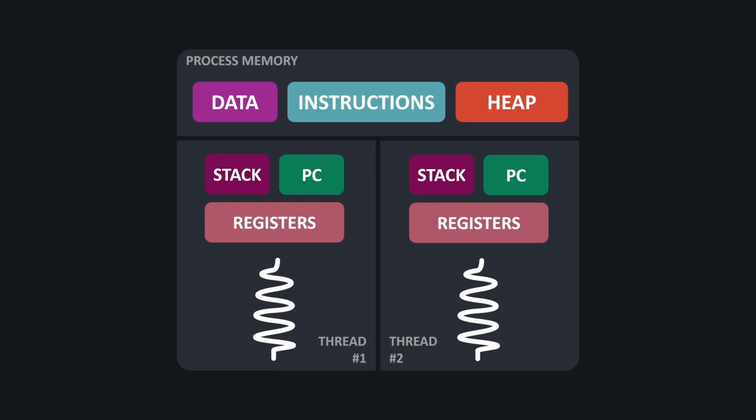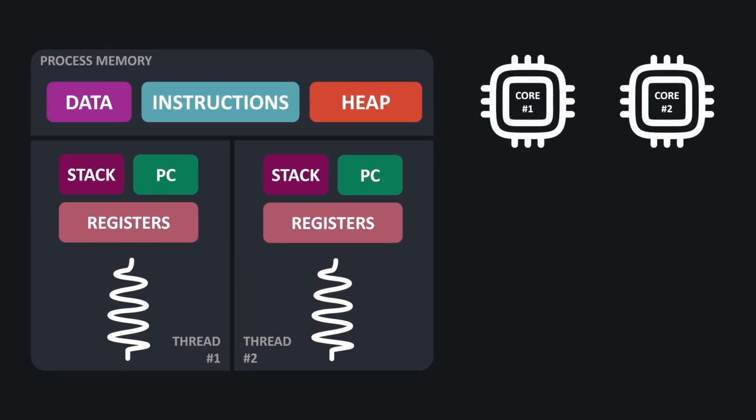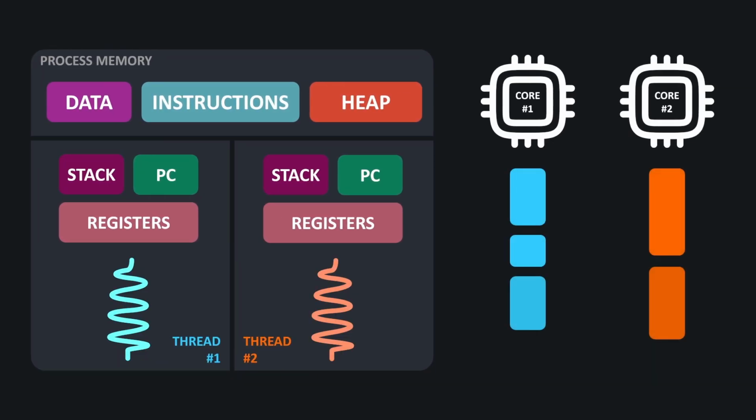So each thread can share the same set of instructions, constant data, and most importantly, access to the same objects stored within the heap. So now that we have two different contexts for execution, we can run these at the same time if we have the hardware to do so. So let's say we have two physical CPU cores, we can map all of the tasks from thread 1 to core 1, and all of the tasks from thread 2 to core 2. And that way this single process is able to compute in parallel.